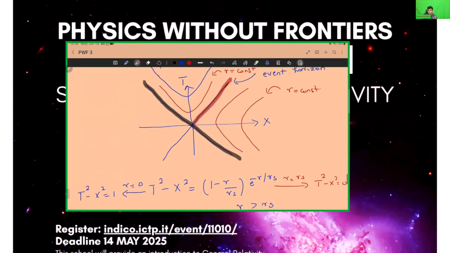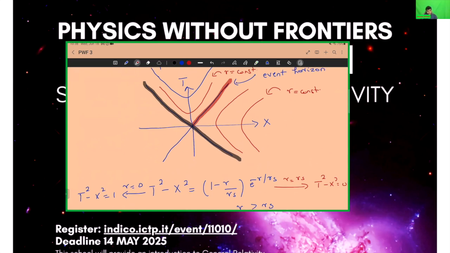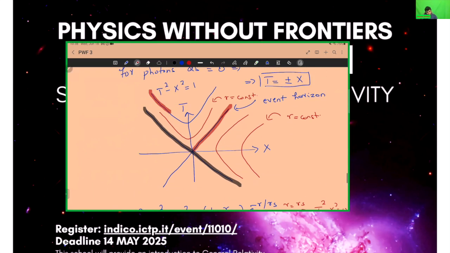But we do know that r equals 0 is the center point of the black hole, right? Which means that this hyperbola, which is t square minus x square equals 1, is the black hole singularity at the very middle. Okay, this is a very important point, by the way. I will come back to it later. Let's see if I have to say another thing. No. Okay.